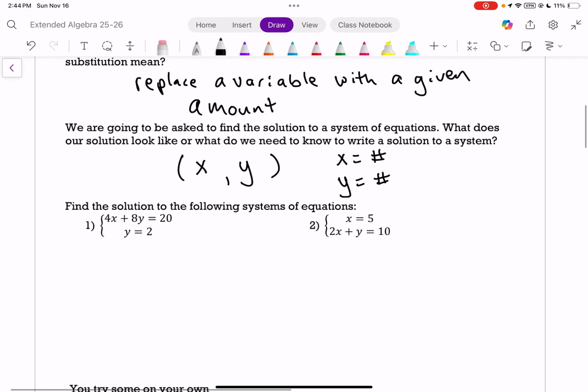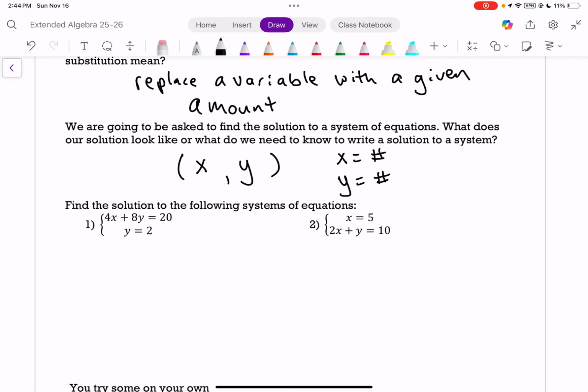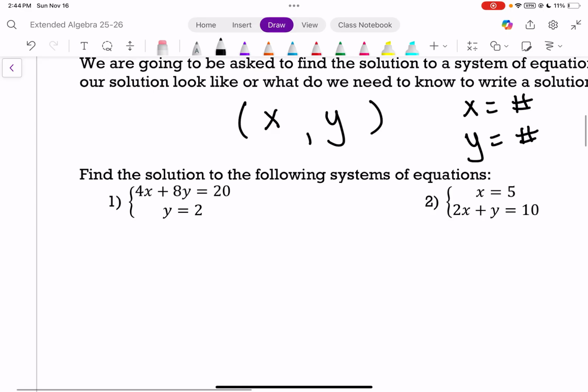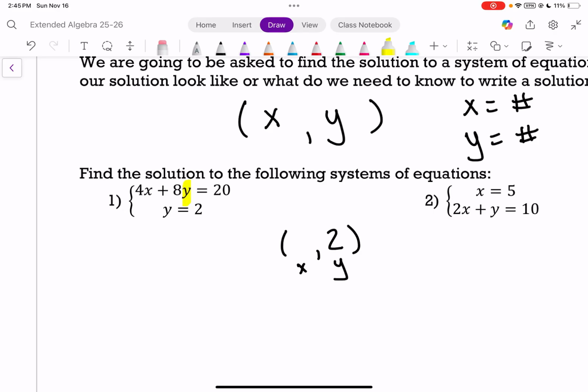Okay, so our first one here, we're going to find the solution. 4x plus 8y equals 20, and y equals 2. So right now, we already know half of our answer. We know that our y value of our answer is 2. So we're going to use that to help us find our x. In our first problem, we have x and y, but we can replace the y with this 2. So I would have 4x plus 8 times 2 equals 20.